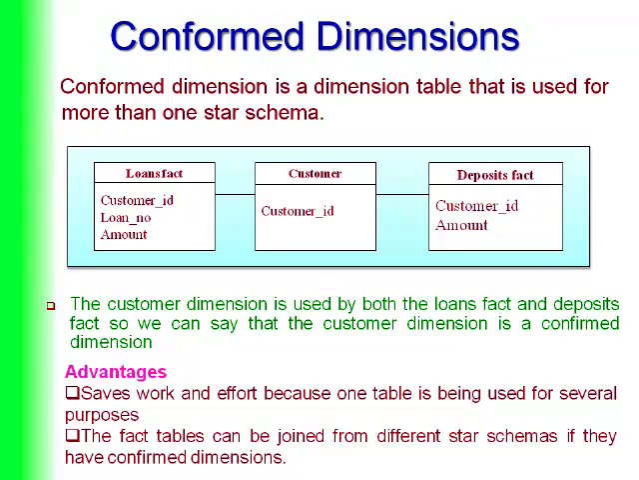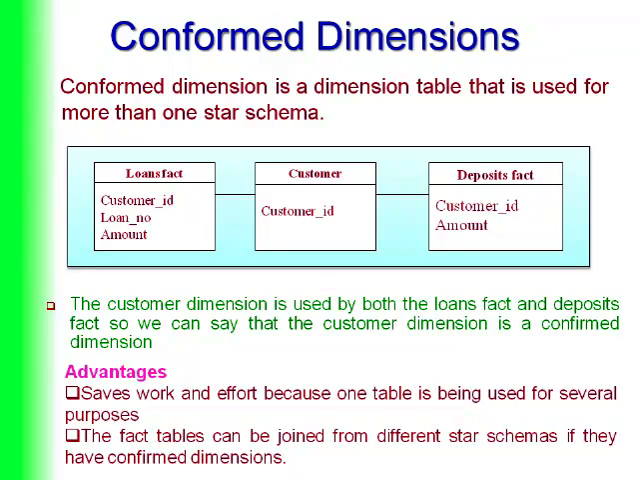The third category is conformed dimension. When a dimension table is used in more than one star schema, then such a dimension is termed as a conformed dimension. For example, here the customer dimension is used by 2 fact tables, deposit fact table and loans fact table. So therefore, customer dimension is called a conformed dimension.